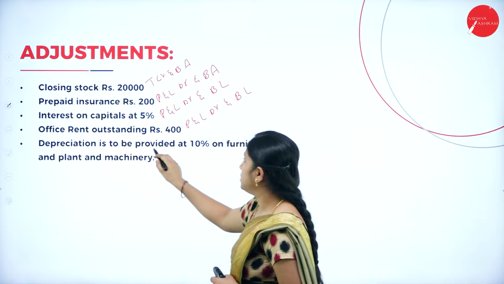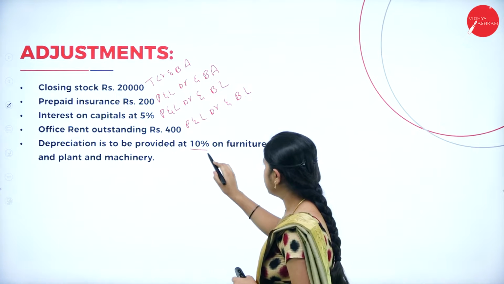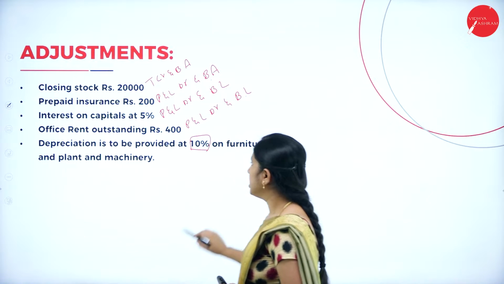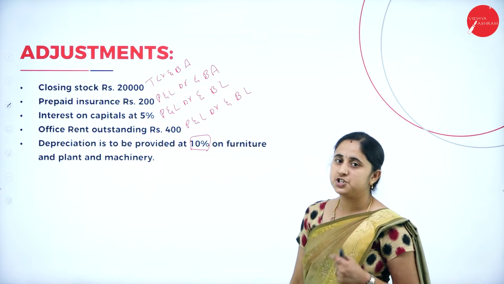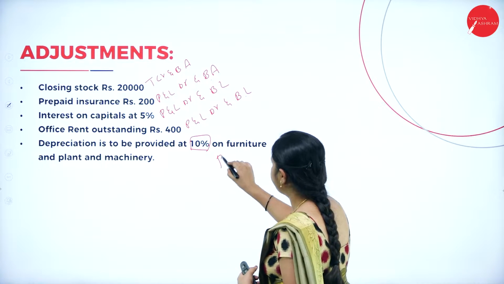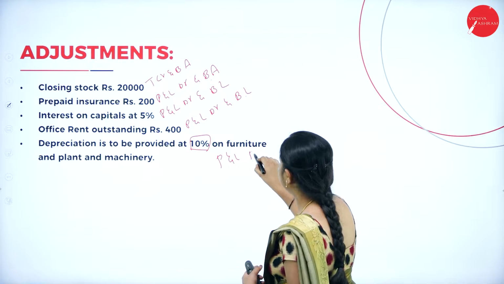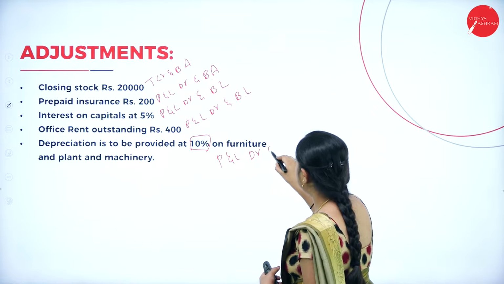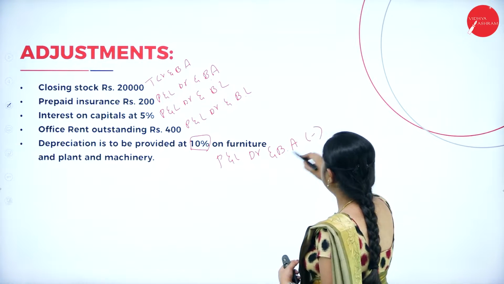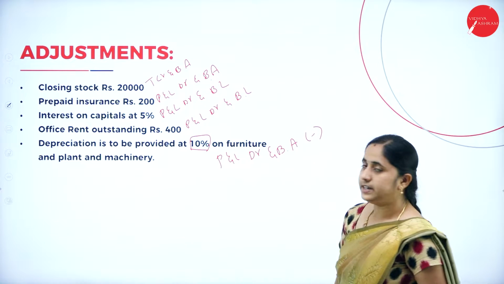Then depreciation is to be provided at 10% on furniture and plant and machinery. Both furniture and plant and machinery, you will charge 10% depreciation. Depreciation, once you will consider in profit and loss account debit side, and again in balance sheet asset side you will deduct from furniture and plant and machinery.